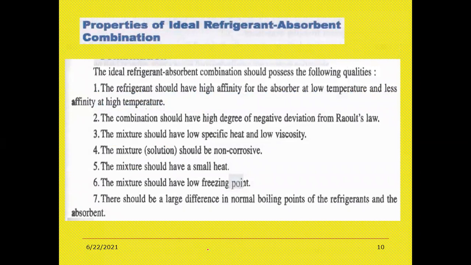Next one is: what are the properties an ideal refrigerant should have in this absorption combination? The properties of an ideal refrigerant for the absorption combination are: first, the refrigerant should have a high affinity for the absorber. So the refrigerant should have a high affinity for the absorber at low temperature and less affinity at high temperature.